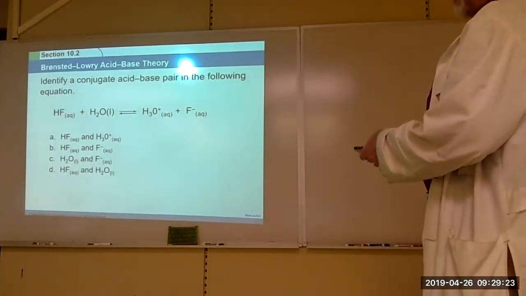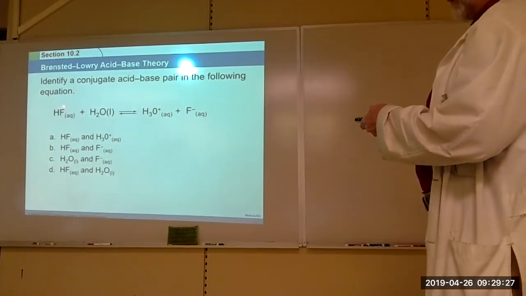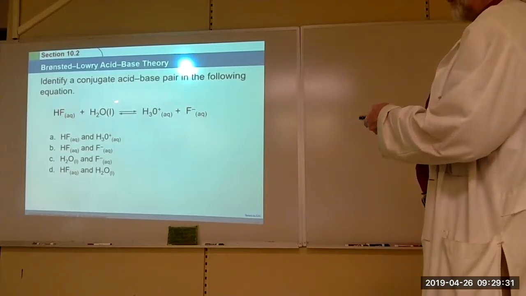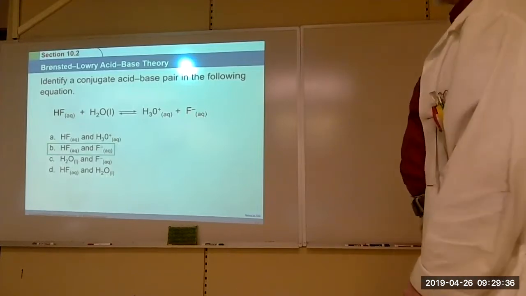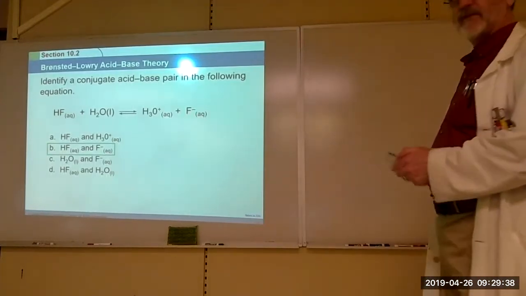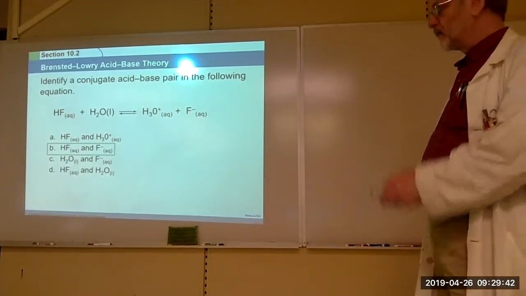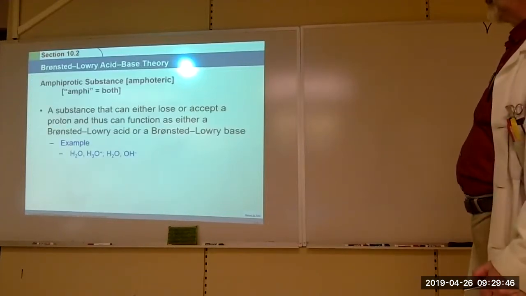So, conjugate acid-base pair here. Well, there's the acid because it's the proton donor. So its conjugate base would be missing 1 proton here. So that's an acid-base pair. Acid, conjugate acid-base pair. Oops. Go back, go back. There we go.